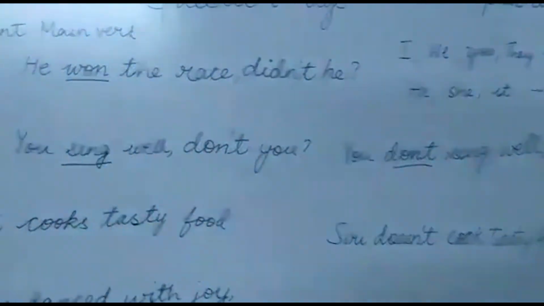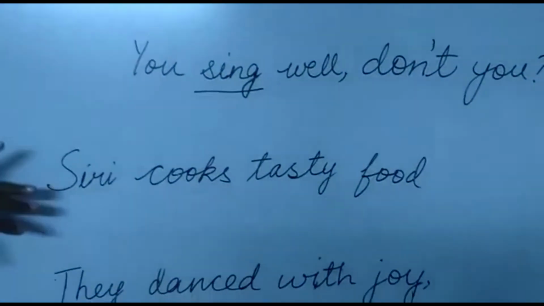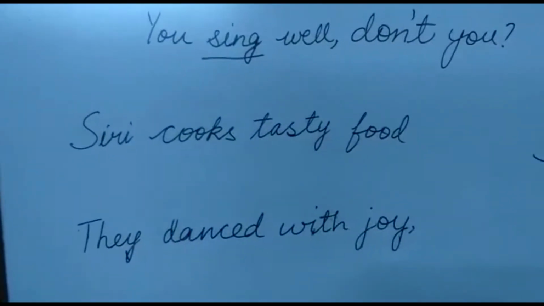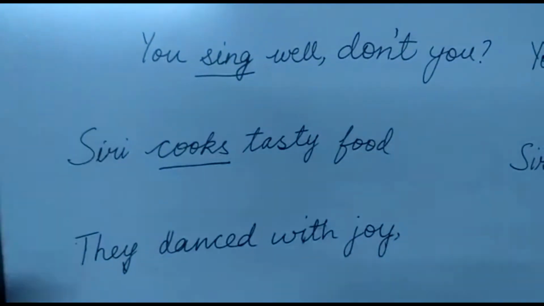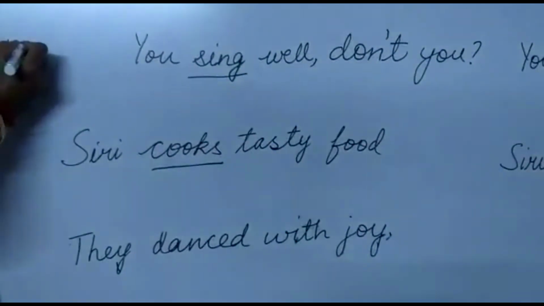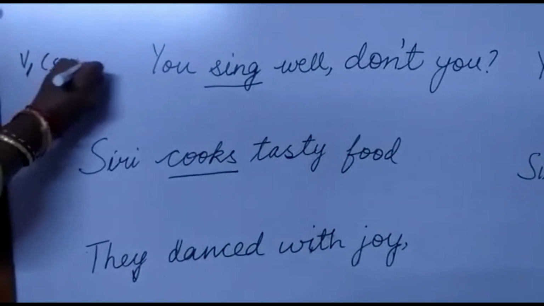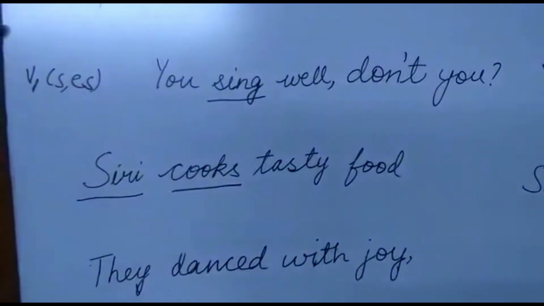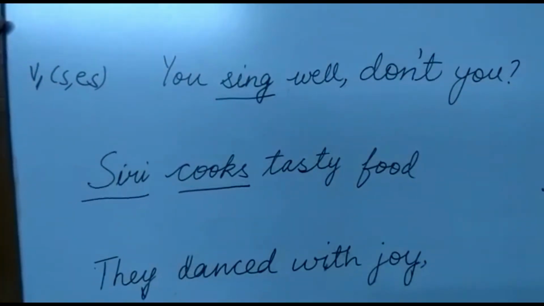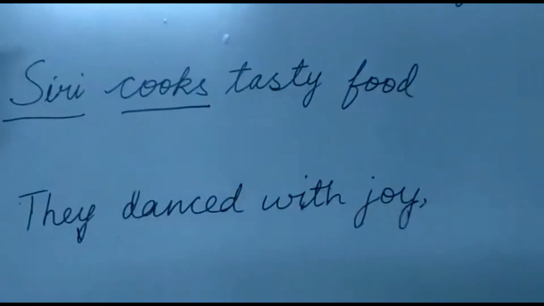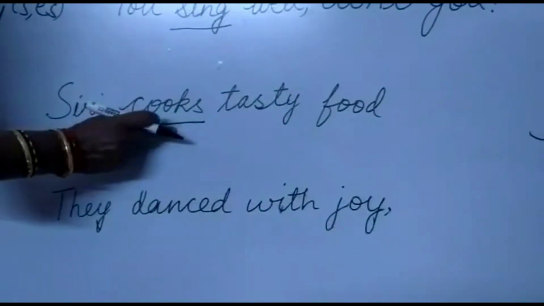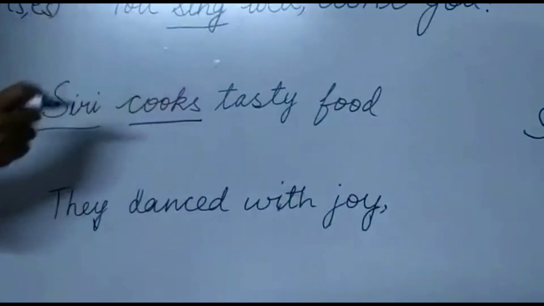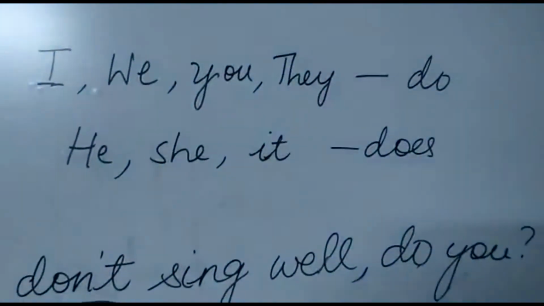Now let's come to another example. Here: Siri cooks tasty food. Here cooks is again in simple present. Actually here, simple present is V1 plus s or es, as Siri is the third person singular. For such a sentence, how will we write the question tag? Siri cooks tasty food. I told you already, the main verb is in simple present, so it takes he, she, it. What does it take? It takes does.